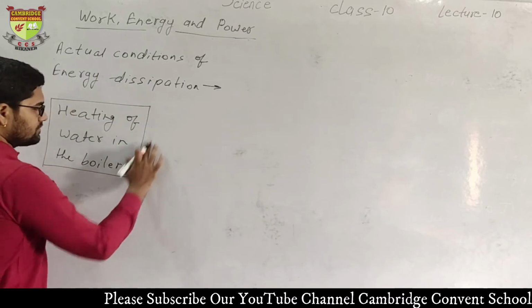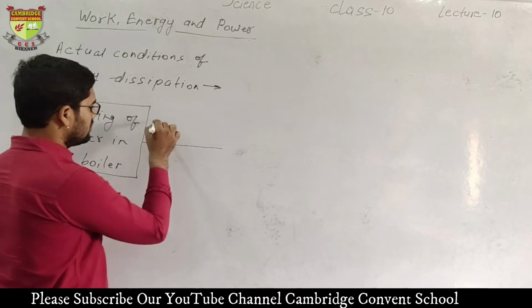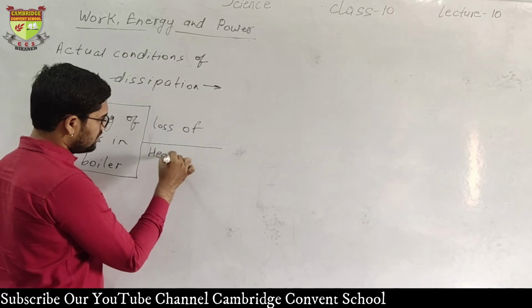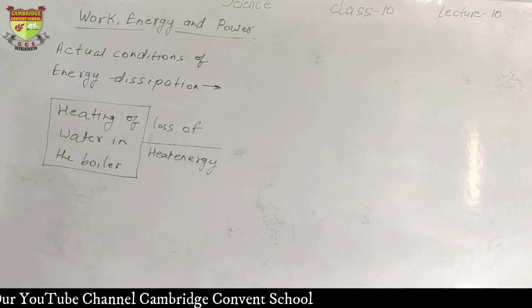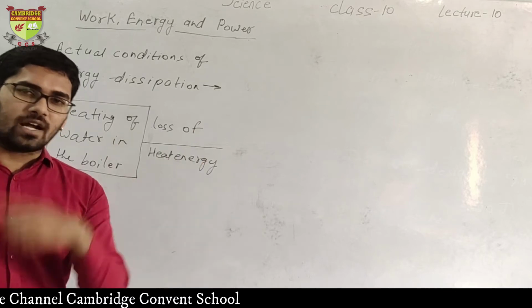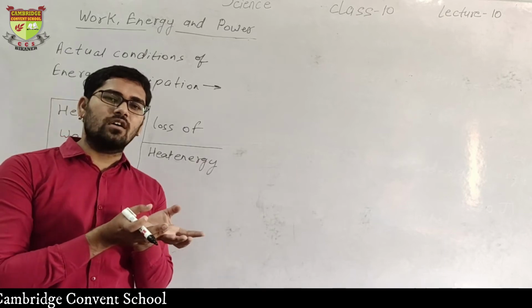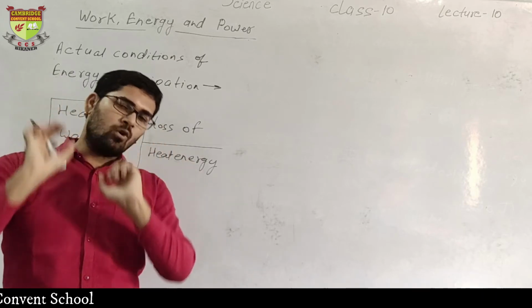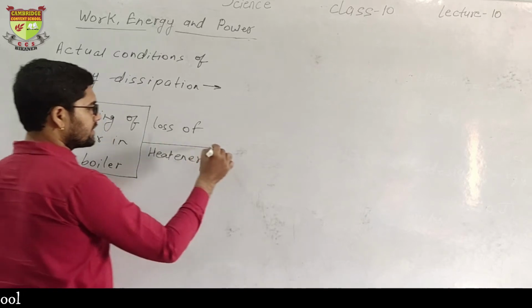What kind of loss? I will write it here. Loss of heat energy. Yes, loss of heat energy, because only water was supposed to get heated, but the walls of the boiler also got heated. This is a loss of heat energy. If the heat energy which was used to heat the walls were used to heat only the water, lots of coal would be saved, right? Okay. So the first loss started here.